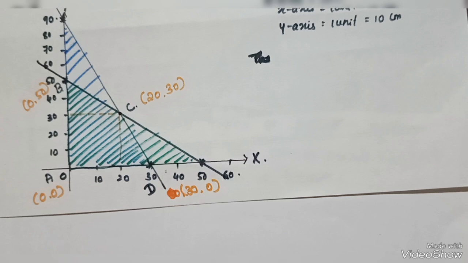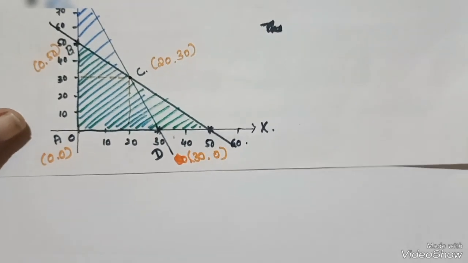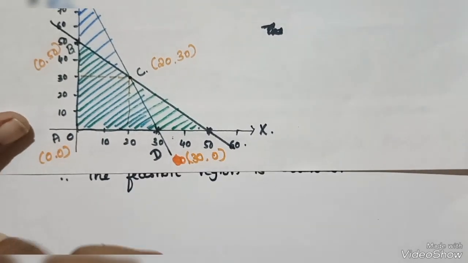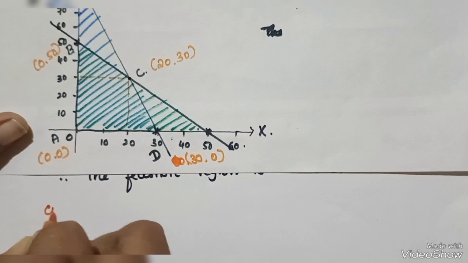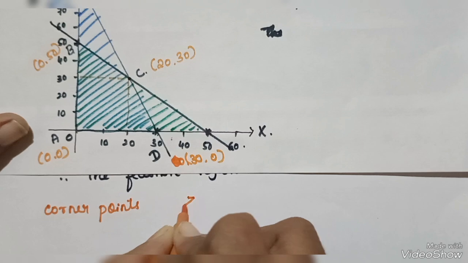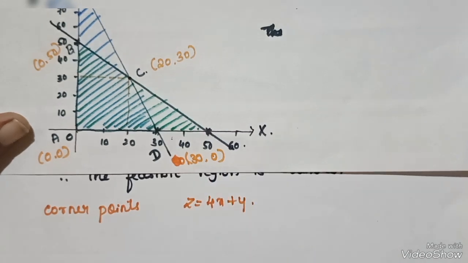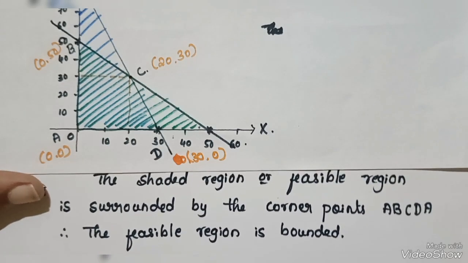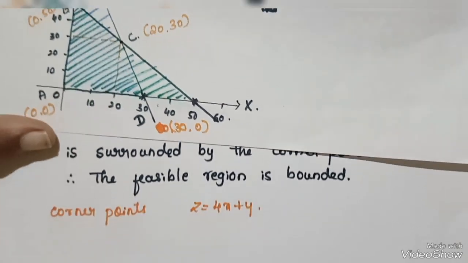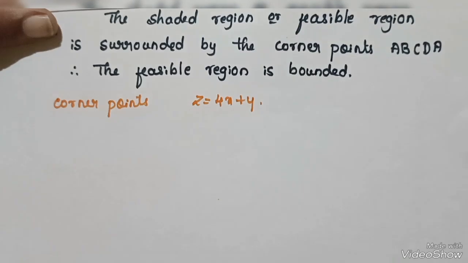For these corner points, we have to calculate the maximum. Here we have to use the objective function. So after this, I am writing corner points, and z is equal to 4x plus y, which I am taking here. The shaded region or feasible region is surrounded by the corner points A, B, C, D, A. The feasible region is bounded.